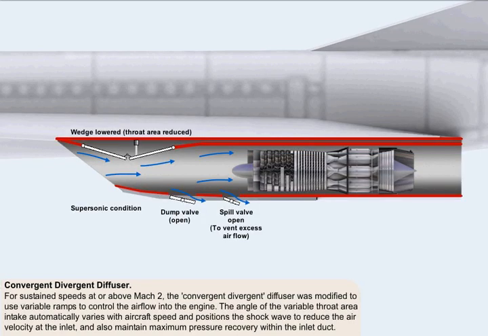For sustained speeds at or above Mach 2, the convergent-divergent diffuser was modified to use variable ramps to control the airflow into the engine. The angle of the variable throat area intake automatically varies with the aircraft speed, and positions the shock wave to decrease the air velocity at the engine inlet, and also maintain maximum pressure recovery within the inlet duct.